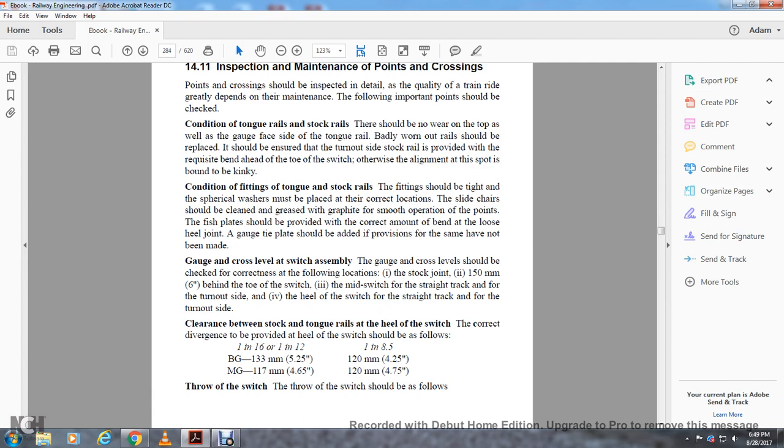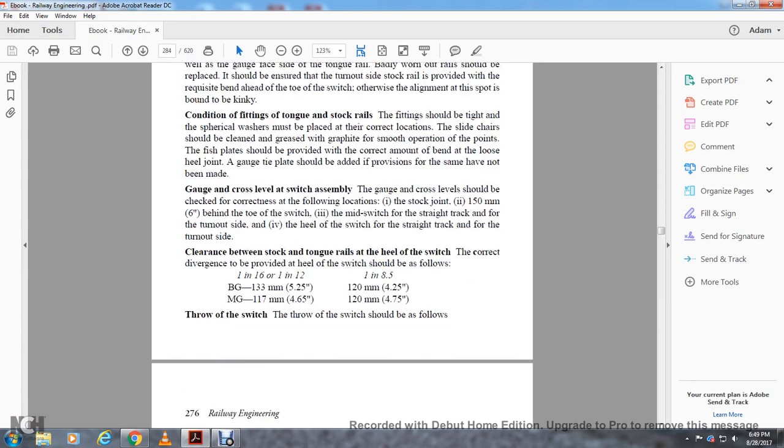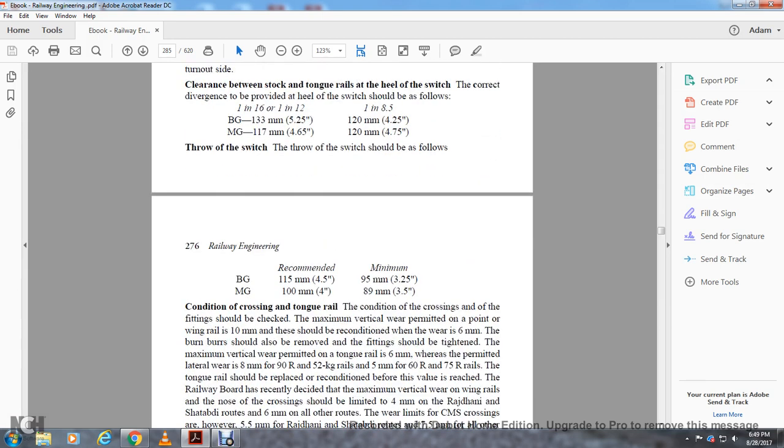Clearance between the stock rail and the tongue rail at the heel of the switch, with the correct divergence, should be as follows: broad gauge 133 millimeters for 1 in 12 and 1 in 8.5, 120 millimeters; meter gauge 117 millimeters for 1 in 12, 120 millimeters for 1 in 8.5. Throw of the switch should also be as follows: broad gauge 150 millimeters recommended, 95 millimeters minimum; meter gauge 100 millimeters recommended, 89 millimeters minimum.